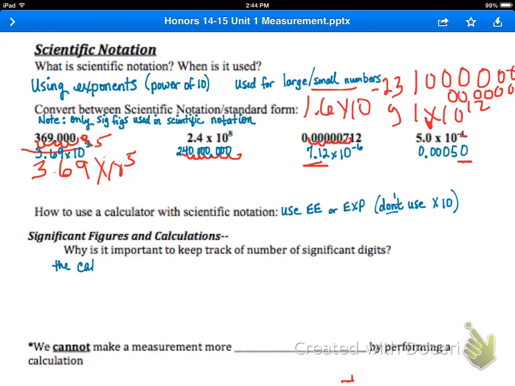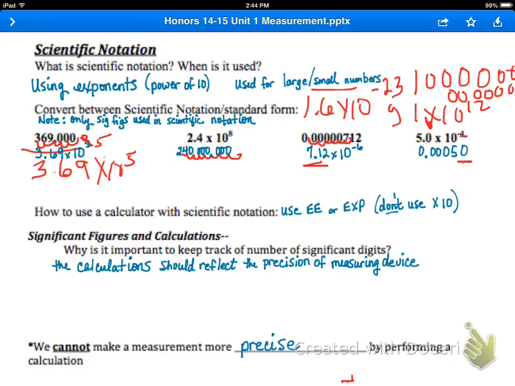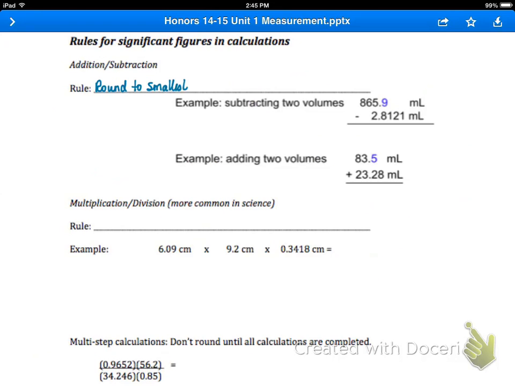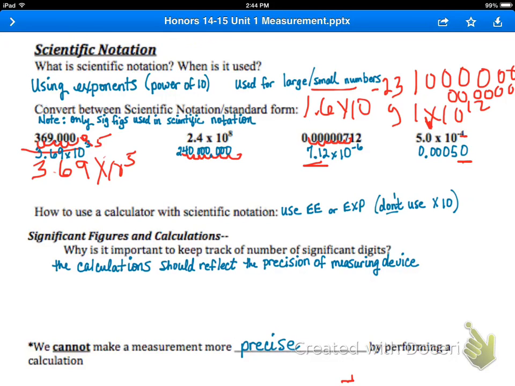Okay, for significant figures using calculation, why is it important to keep track of the significant digits? That's because the calculation should reflect the precision of the measurements. You can't have a calculated value that is more precise than the measurements, okay? So that's the basic rule.